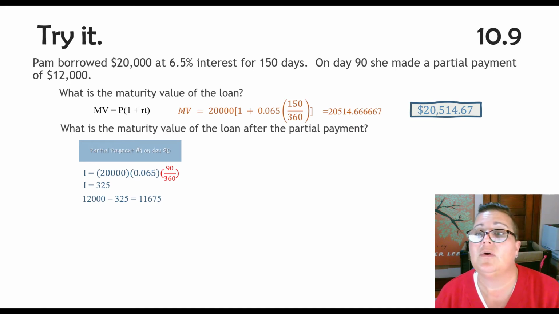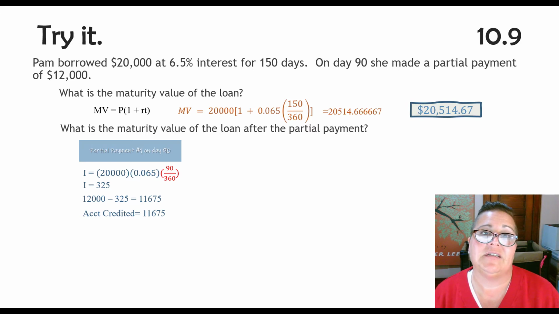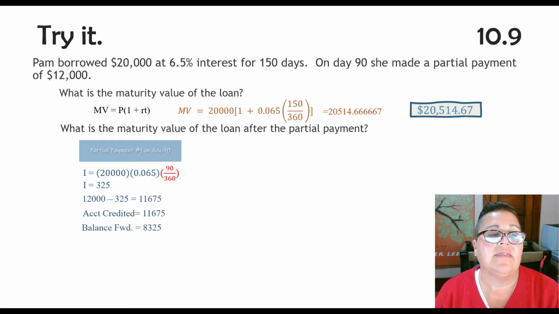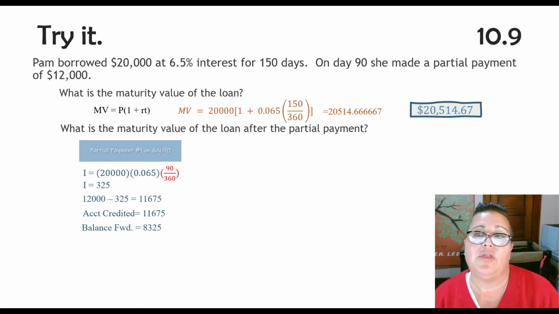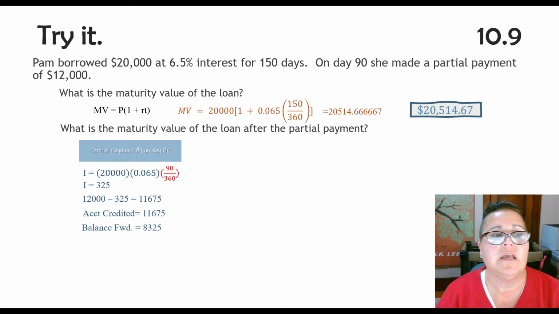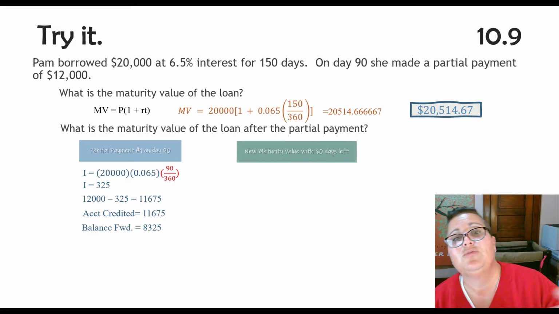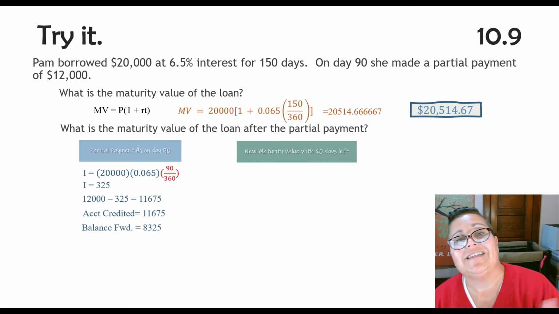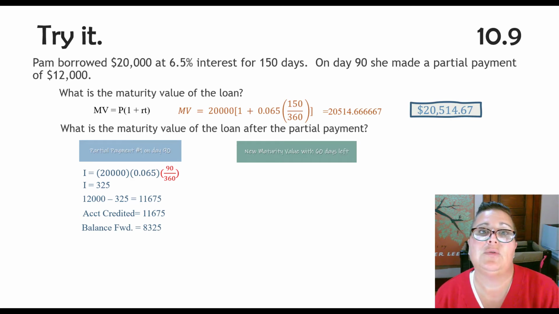That's going to leave you an account that's credited $11,675. So now we can take the $20,000 and subtract the $11,675. That leaves us with a new balance of $8,325. There's not a second partial payment. This is an example with only one partial payment. So with that balance of $8,325, we can go straight to the new maturity value. Since that payment was on day 90, we have 60 days left to the due date of the loan.